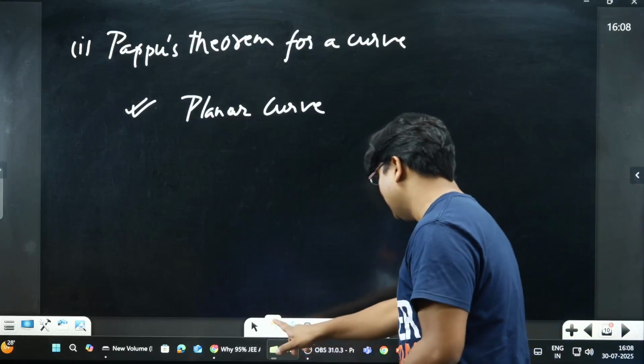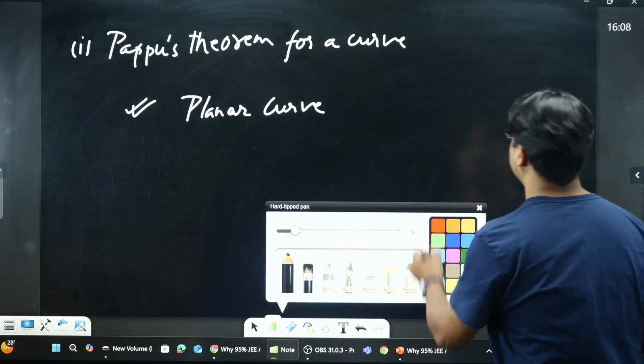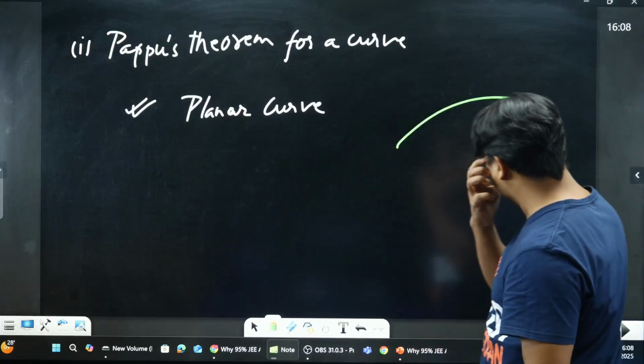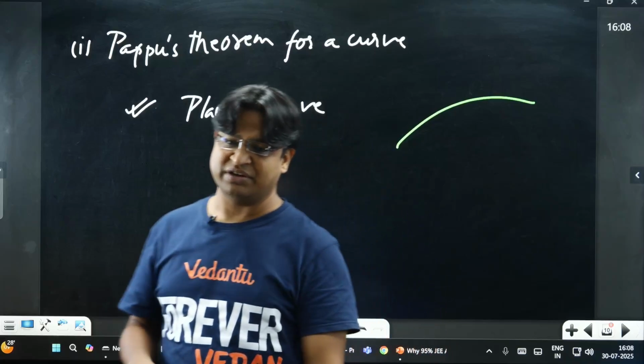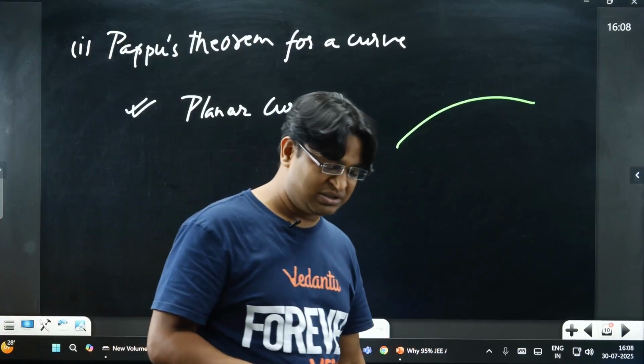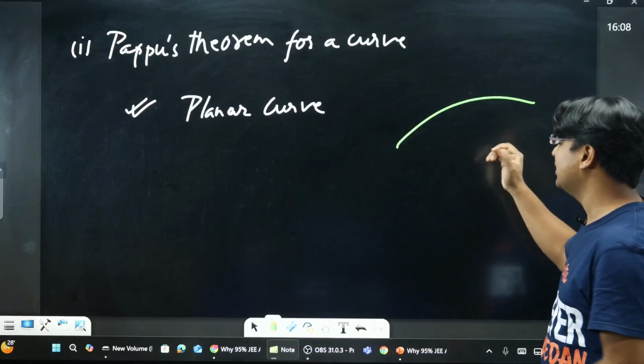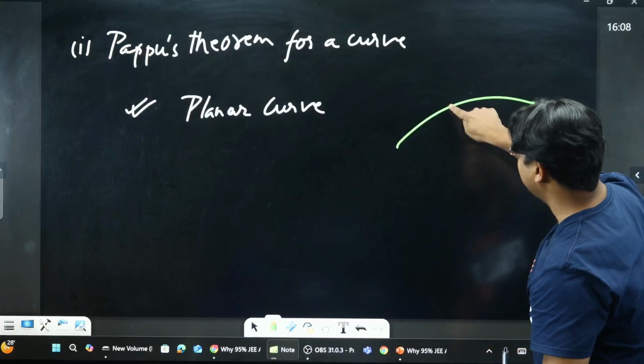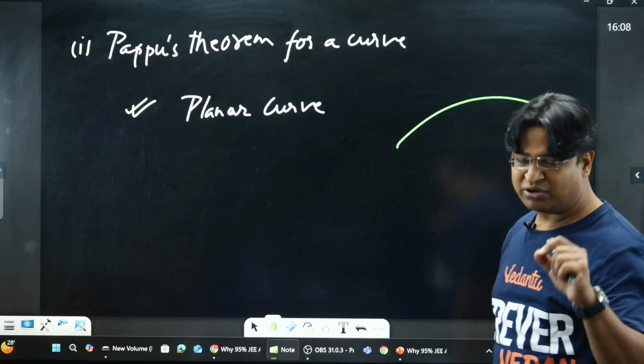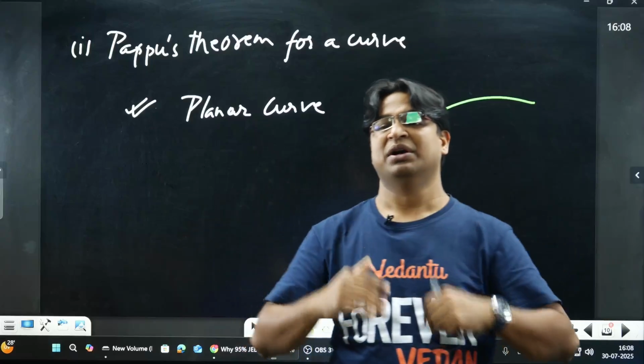Okay, so let me just draw a random example. So let's say this is a planar curve. Now I want to know where the center of mass of this curve is. Mass is distributed on this curve, and just in case you are thinking that if we can make it straight, then this point would be the center of mass, no guys, that logic doesn't work. It depends on the shape.